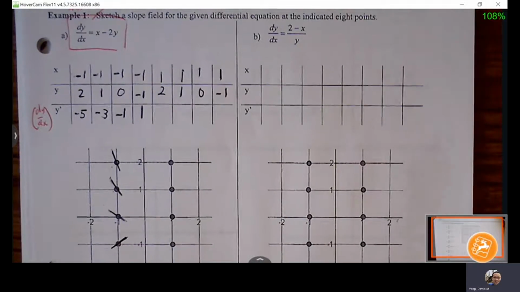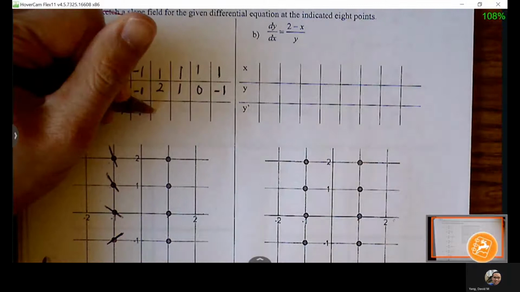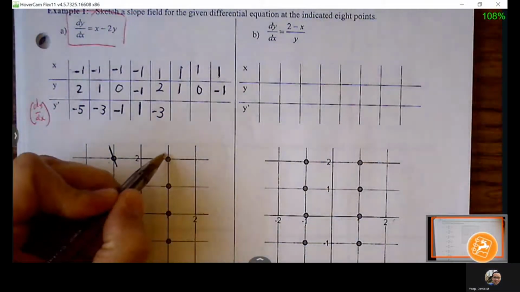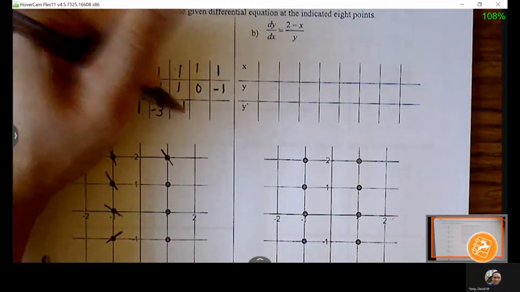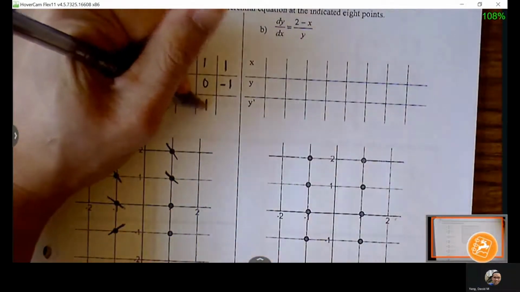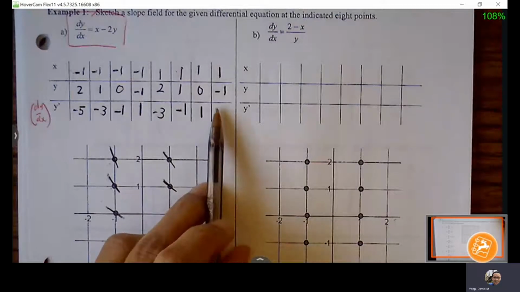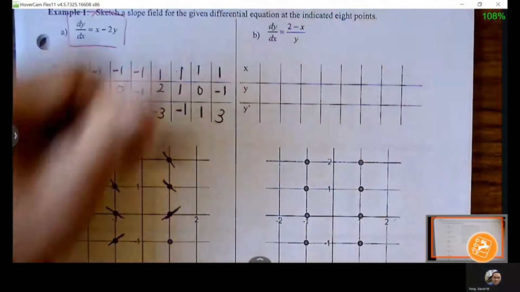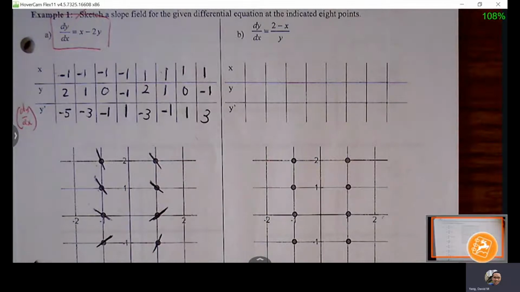All right, so I'm going to fill out the rest of this chart here. 1, 2, minus 4. Okay. 1 in for x, 1 in for y, 1 minus 2. Then 1 plus 2, which is 3. Okay, any questions here?